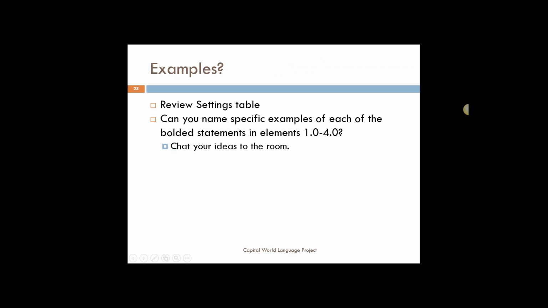So okay, now take a look at the settings table on page 12. Can you name the 1.0, 2.0, 3.0, and 4.0? Could you name a setting where that language might happen? So students use language in interpersonal settings. Where could that be? Students use language in informal and formal settings. Where would that be? You can either chat it or you can turn on your mic.